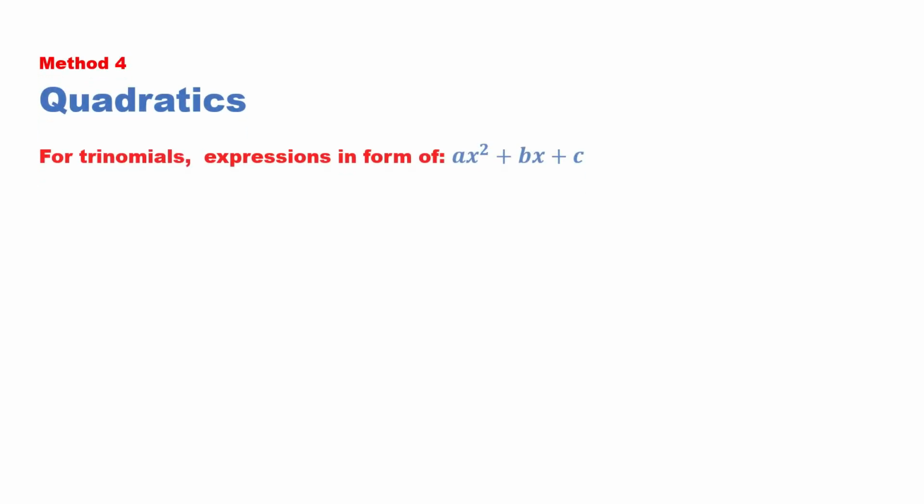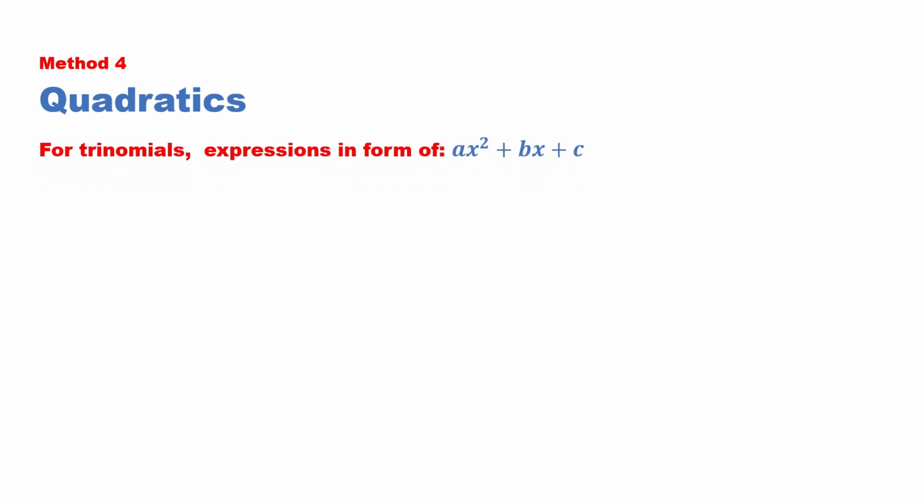Method 4, quadratics. This method is used for trinomial expressions which are in the form of ax squared plus bx plus c. So, in this method, I will show you two approaches that you can use to factorize. The first approach is the longer one and most commonly used, and the second approach is a shorter one and less common but very effective.